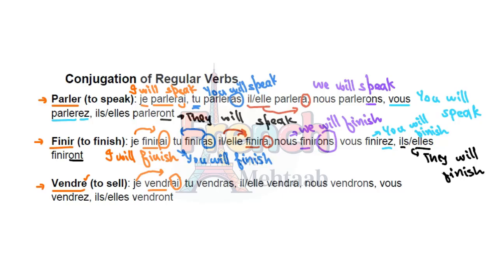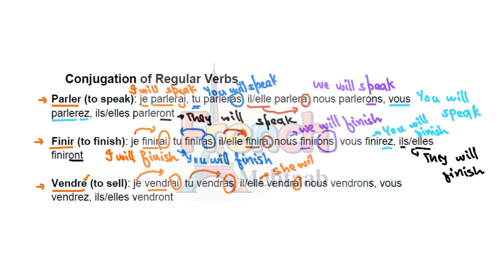Je vendrai. With tu, we would drop the e from the end and simply add -as as the conjugation. So, tu vendras. It means you will sell. Je vendrai means I will sell. Tu vendras means you will sell. Now, if you want to say that he will sell or she will sell, we will simply drop the e from the end and add -a. So it will be il vendra, elle vendra. It means he will sell or she will sell.